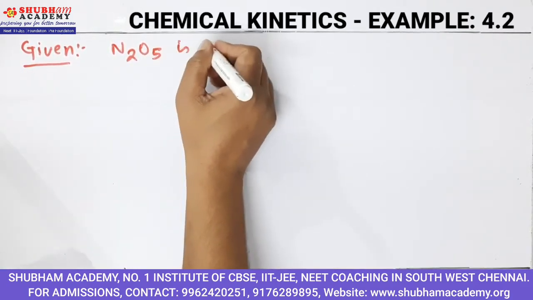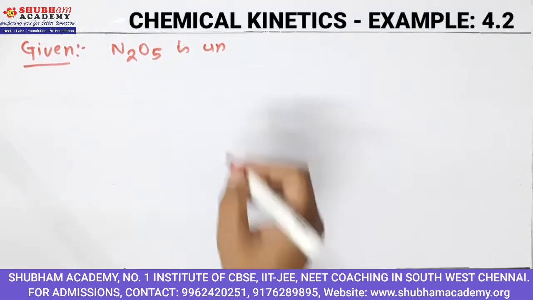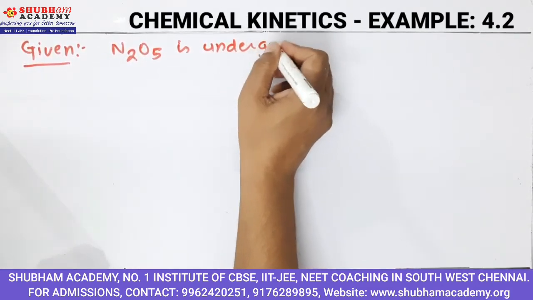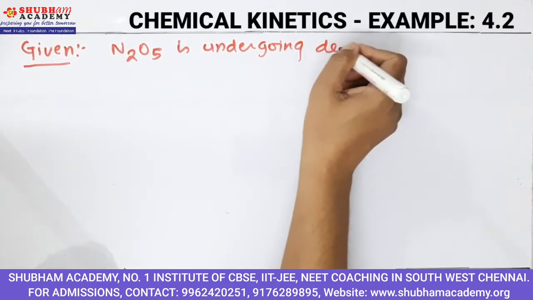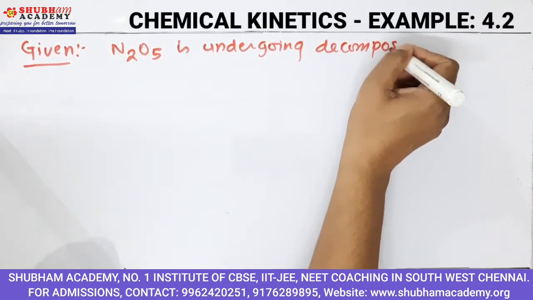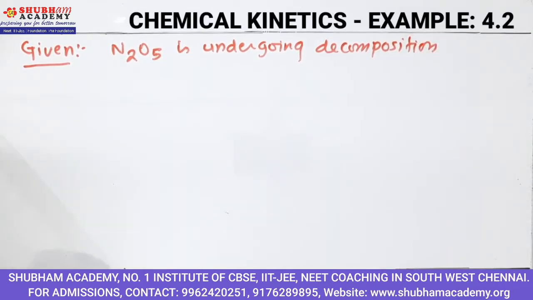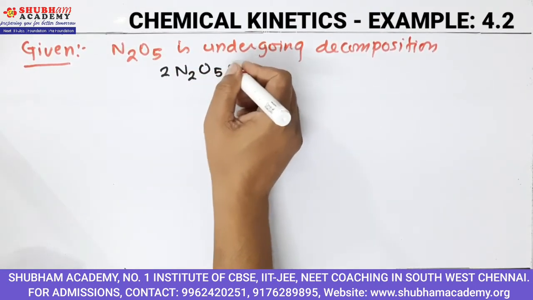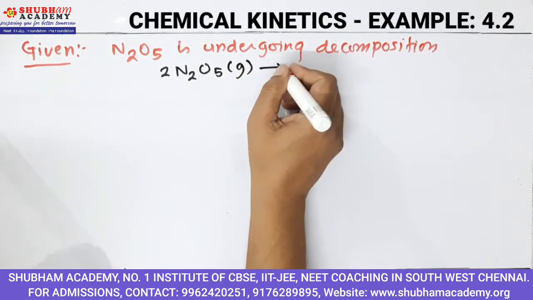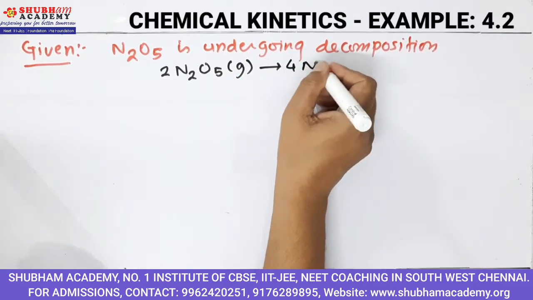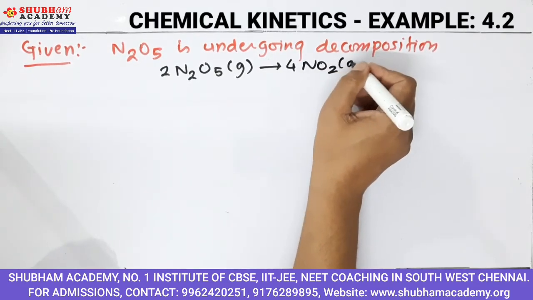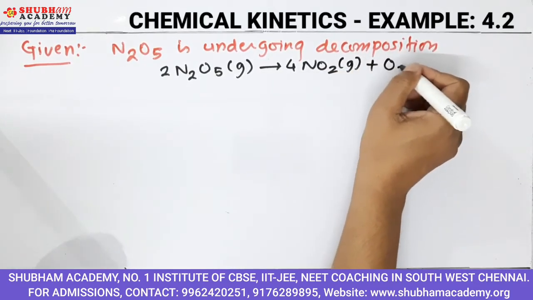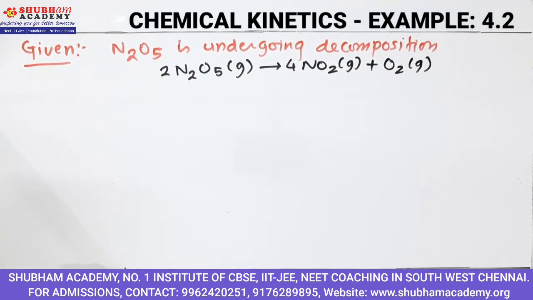N2O5 is undergoing decomposition, right? So the reaction given to you is 2 N2O5 gas gives 4 NO2 gas plus O2 gas, right? Now what else is given?